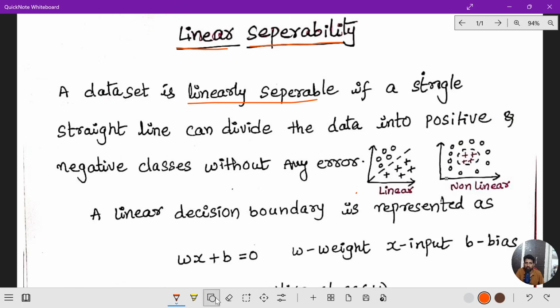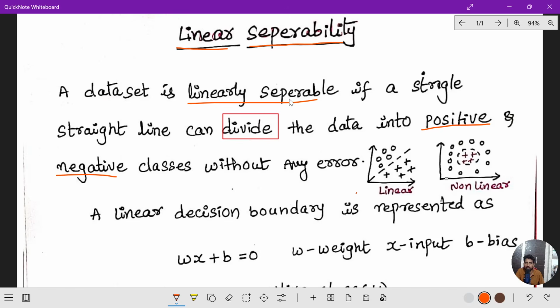So what is the meaning of linear separability? One of the key points is divide. We are going to divide the data into positive or negative. When you divide the data into either positive or negative classes without any error, we can say this is called linearly separable.